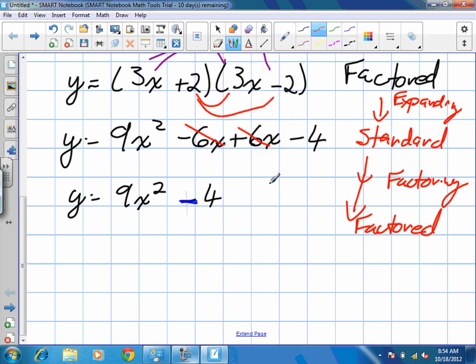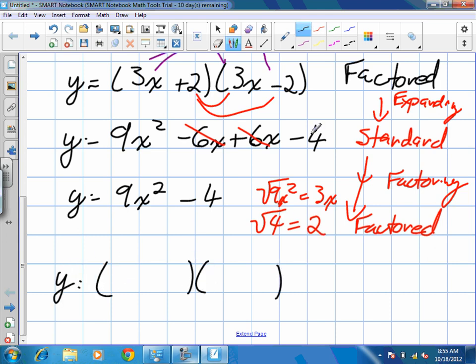So, I'll do a little side calculation. The root of 9x squared is what? 3x. Good. And the root of 4 is 2. Perfect. So, we jump right to factor form. 2 brackets. The 3x goes as the first term in each bracket. The 2 is the second term in each bracket. And what do we put as the signs? Positive and 1 negative. Simple as that. Okay?